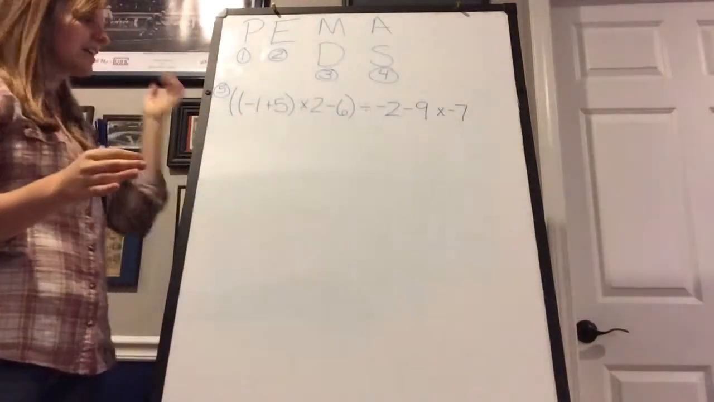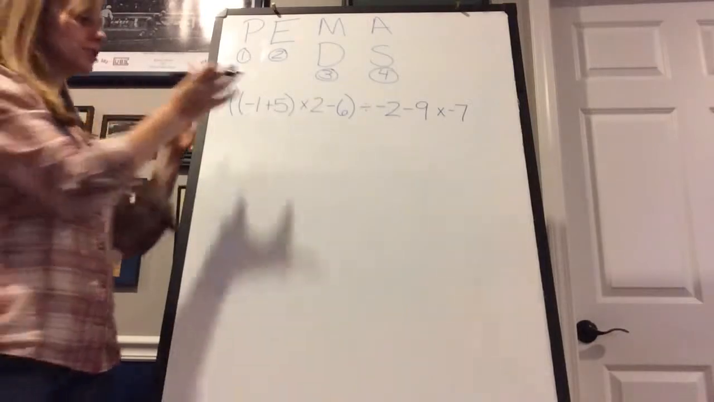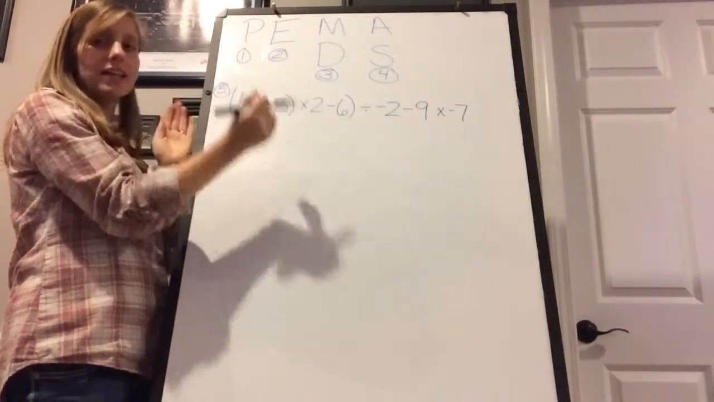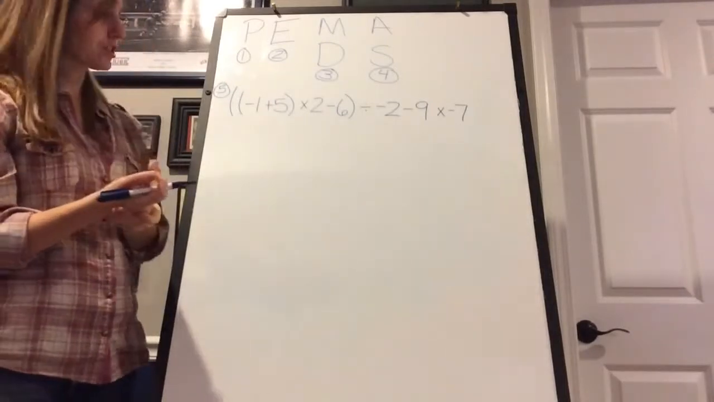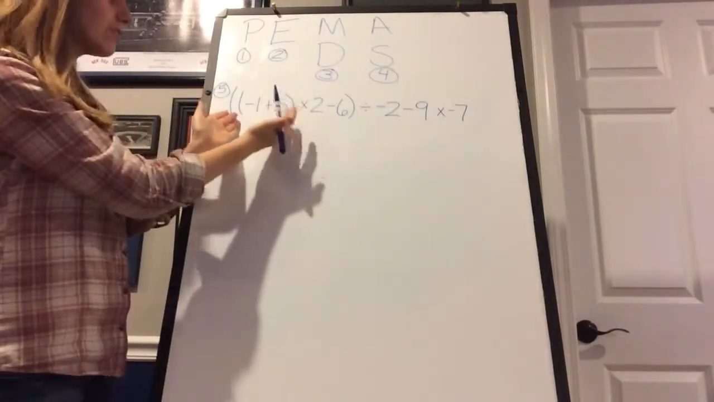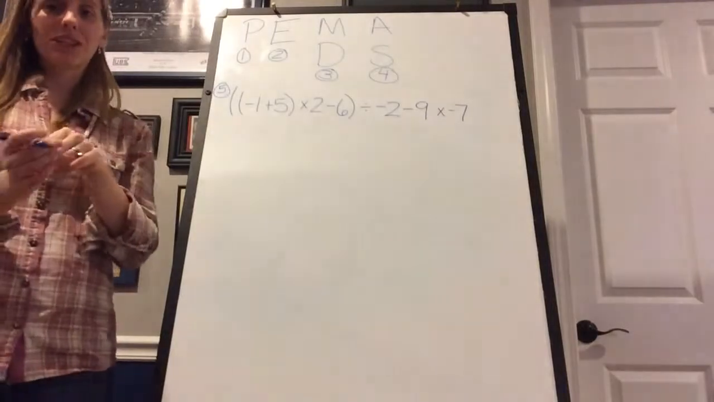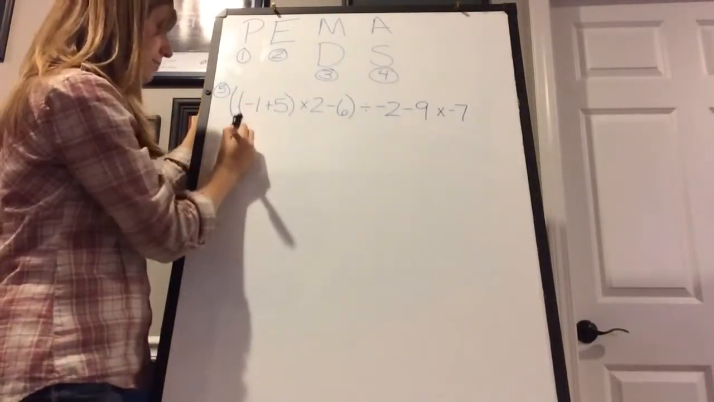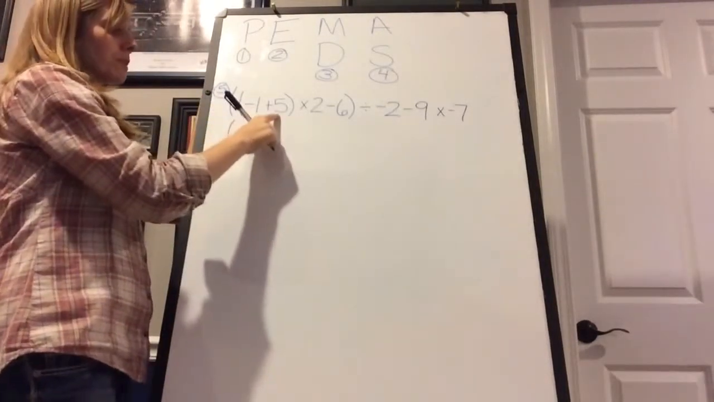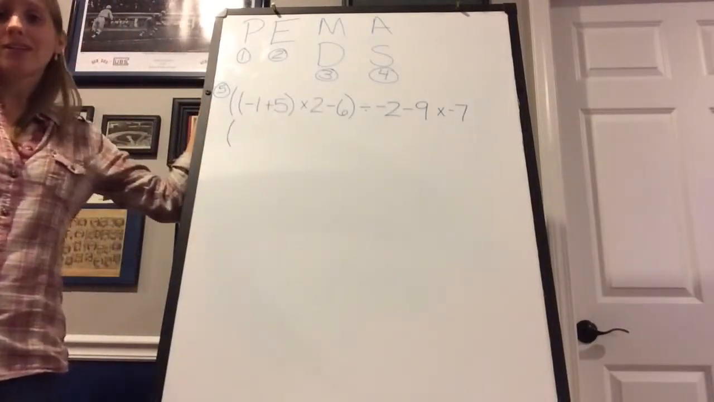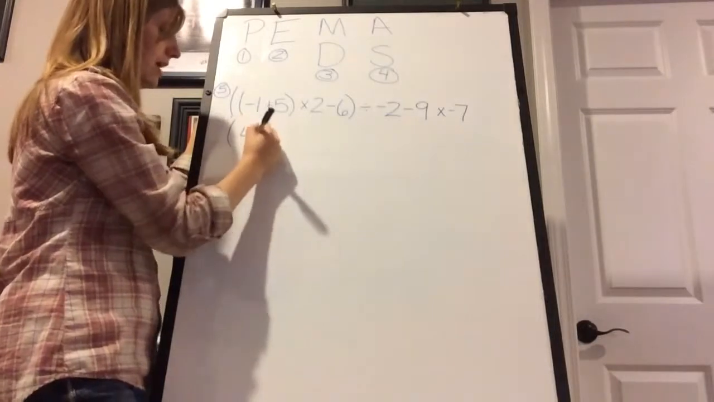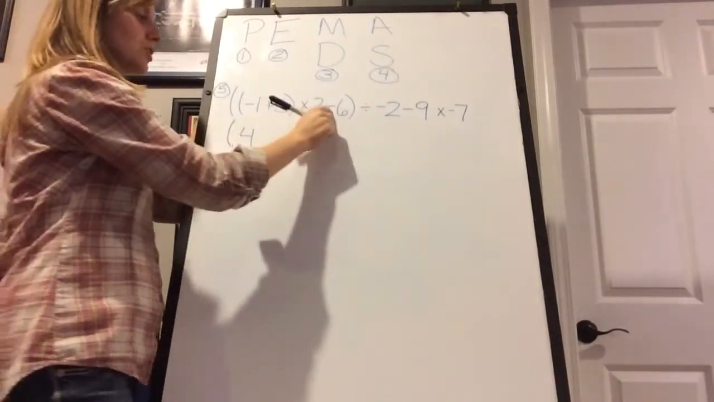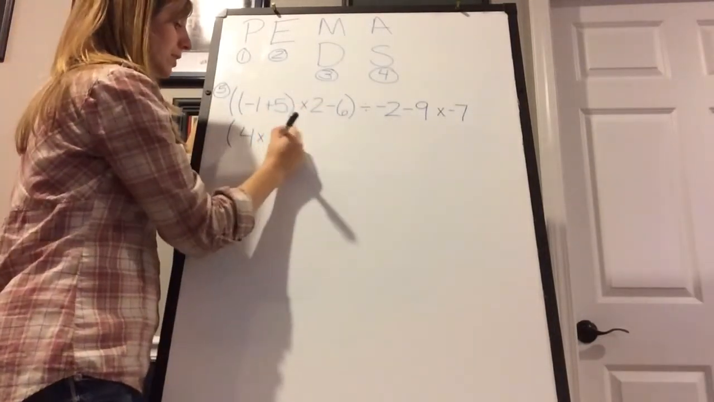So a lot going on. Whenever you have 2 sets of parentheses, one inside of the other, you always do the inner set of parentheses first. So that means the -1 plus 5 comes first in our problem. The big set of parentheses stays. -1 plus 5. The signs are different, so I subtract. Keep the sign of the bigger number. So it's 4. +4. My times 2 minus 6 just comes down.